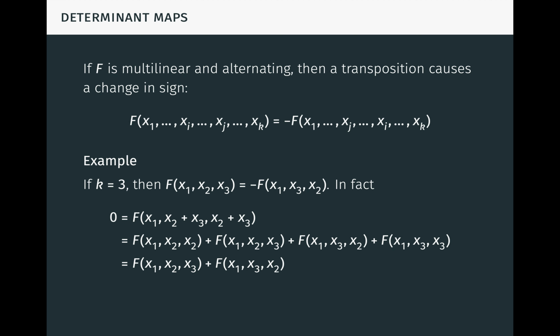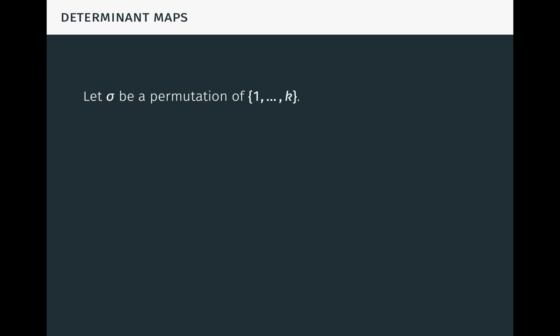Subtracting the second term from both sides of the equation yields the desired result. Essentially, the same proof works for any k. More generally, let sigma be any permutation of the numbers from 1 to k. Remember that formally a permutation is a bijection, or one-to-one correspondence, from this set to itself. But we just think of a permutation as a rearrangement of the numbers.